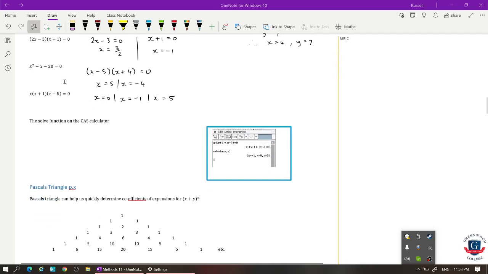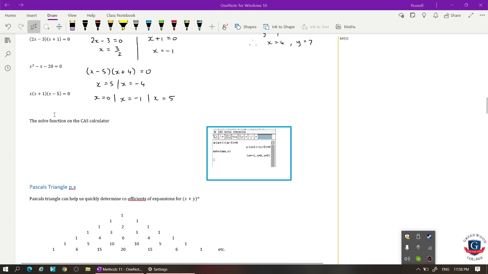In the next case, we would factorize the trinomial and then use null factor law to solve it. Factors of negative 20 that add to negative 1, that would be negative 5 and 4, giving us two solutions of x equals 5 and x equals negative 4.